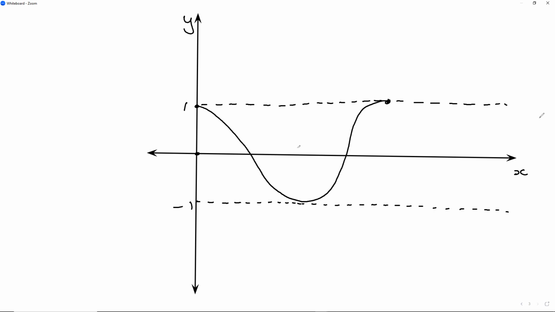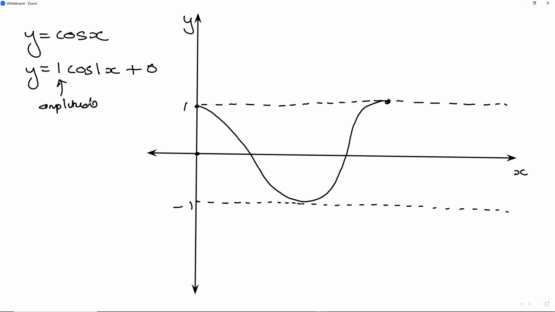Now, my original graph of cos is y is equal to cos x, and that's what this is. That's the same as y equals 1 cos 1x plus 0, which means that my amplitude for this graph is going to be 1. That's how high we go from the central point. So that number there, that 1, remember, is how high we go from the central point of our sine and cosine graph.